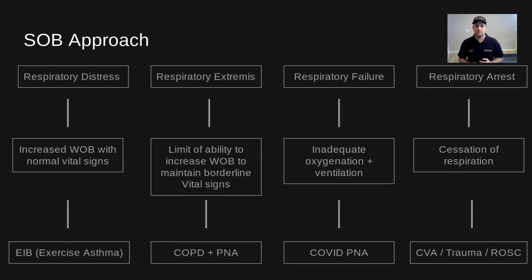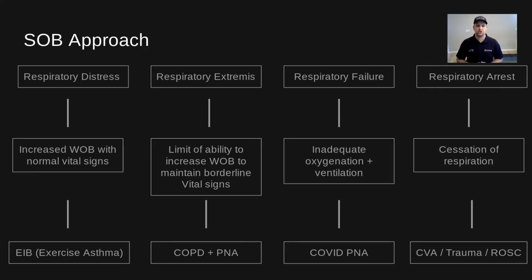So the first one, respiratory distress: increased work of breathing with normal vital signs, meaning that they have an increased work of breathing, but they're able to maintain vital signs. This person's probably ambulatory. In terms of the scale, this is the lowest. Example would be EIB, which is exercise-induced bronchoconstriction. An older term is exercise-induced asthma. Example would be a 15-year-old during PE who doesn't have their inhaler. By the time you show up, they've probably already improved.